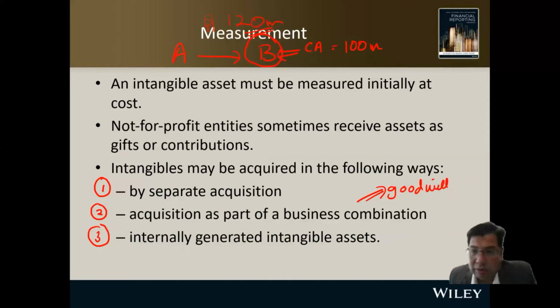So in accounting, we call it purchased goodwill. So that 20 million is an asset. Normally we call it goodwill. It is 20 million. Okay. Next one, we have internally generated intangible assets.